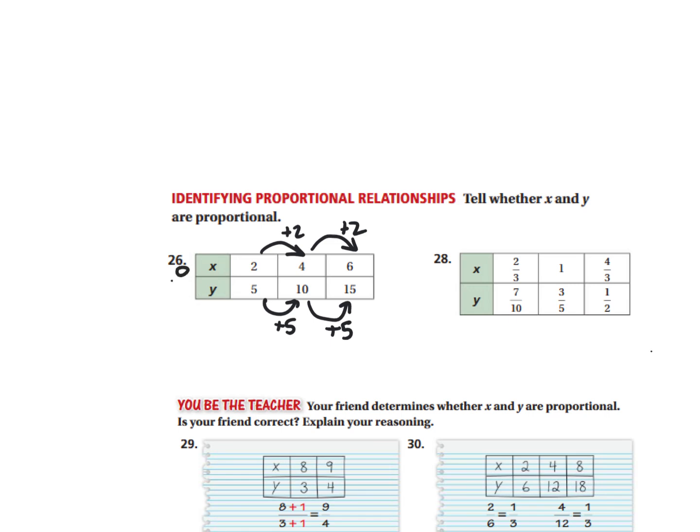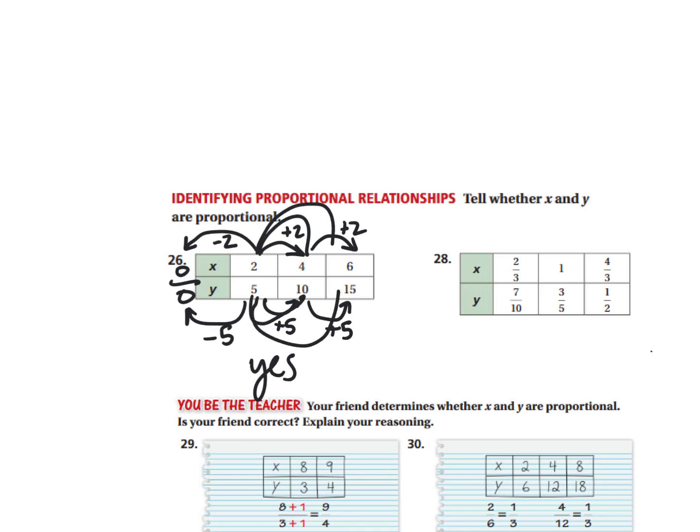Also, if we were trying to get to the point 0, 0, -5 would work. -2 also works, so this would be a yes. You could also say, hey, this is times 2, times 3, times 2, times 3. Whole bunch of different ways.